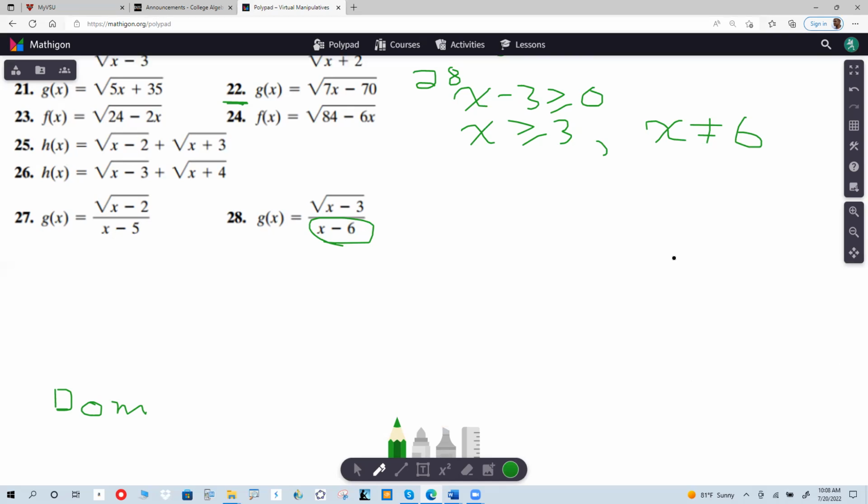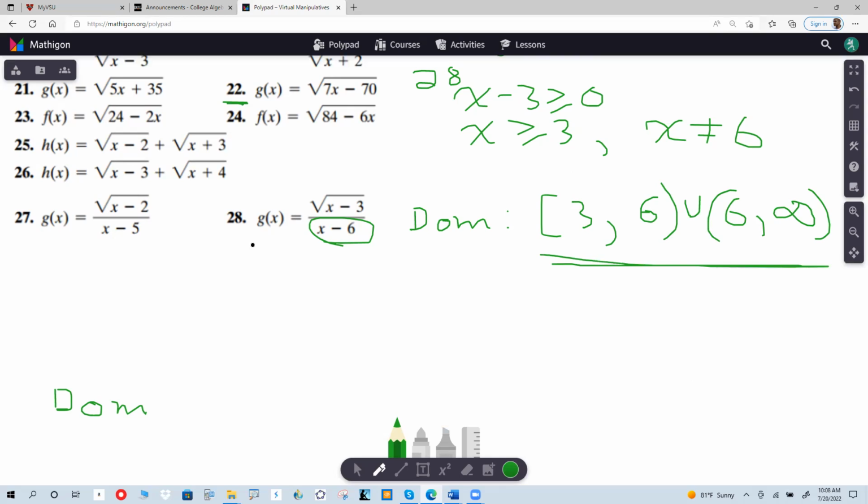How do we write that, guys? We write it as follows. We start with 3, included because of the equality sign, go all the way up to 6, but we don't want 6. We stop here, and then from 6, we don't want 6, all the way up to infinity. We'll put a union sign. That's your domain for number 28. Number 28 is interesting. You have both a denominator and a numerator. Both are things that should alert you.